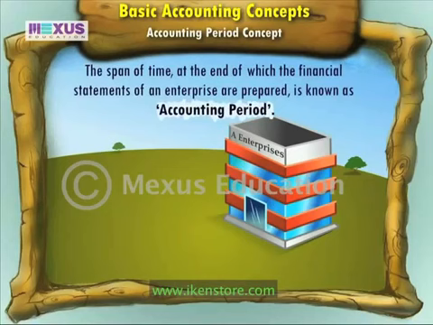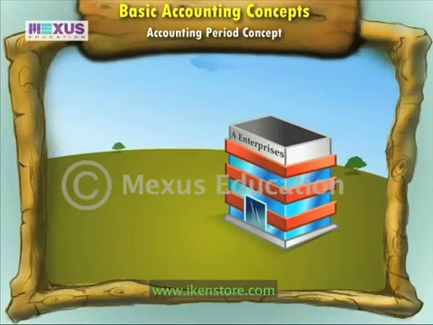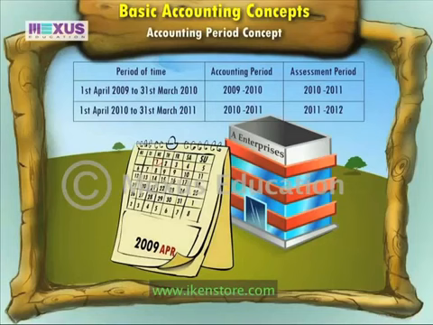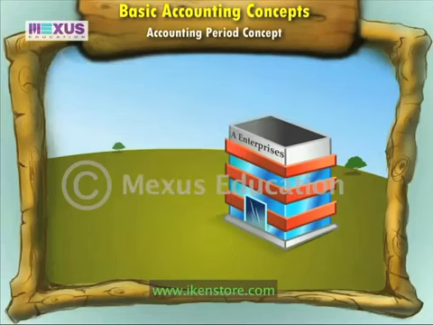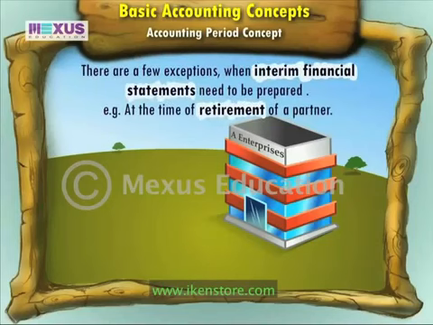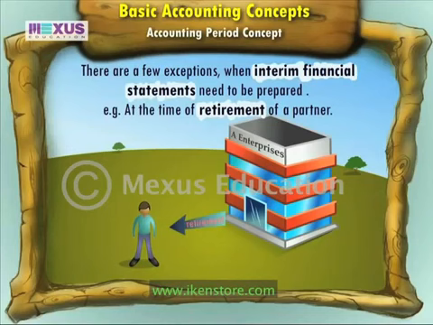The span of time at the end of which the financial statements of an enterprise are prepared is known as accounting period. For example, 1st April 2009 to 31st March 2010 is known as accounting period for the year 2009-2010. There are a few exceptions when interim financial statements need to be prepared. For example, at the time of retirement of a partner.